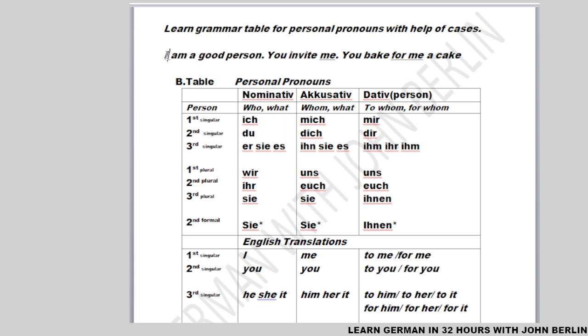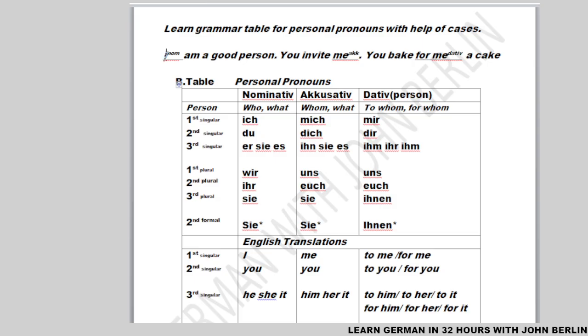So beginning with I'm a good person. The question is, who is a good person? The answer is I. In German, ich. That makes it nominative. Perfect. Then moving forward, you invite me. Whom do you invite? The answer is me. In German, mich. Accusative. You bake for me a cake. For whom do you bake a cake? For me. In German, mir is dative. Yes? So I, me, and for me in German looks like ich, mich, mir.